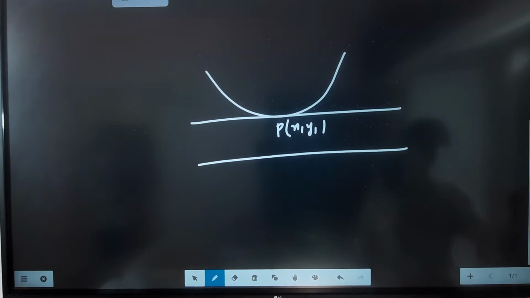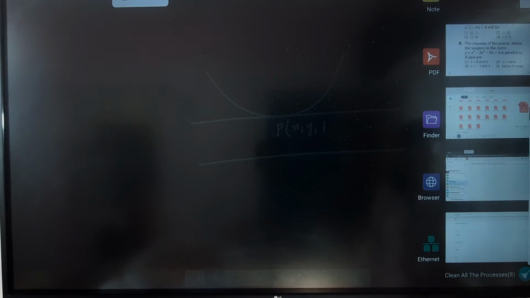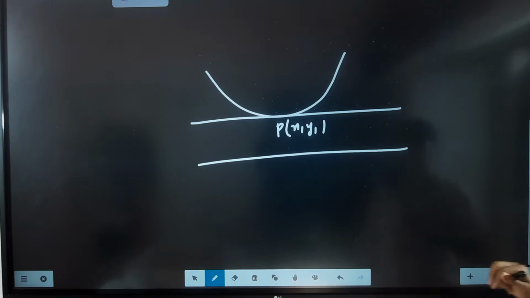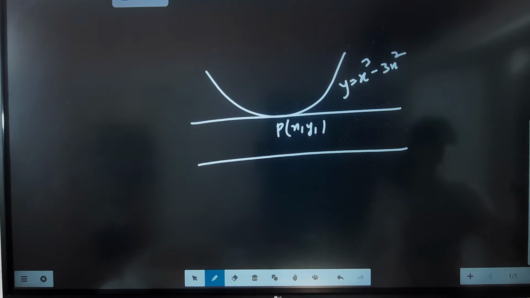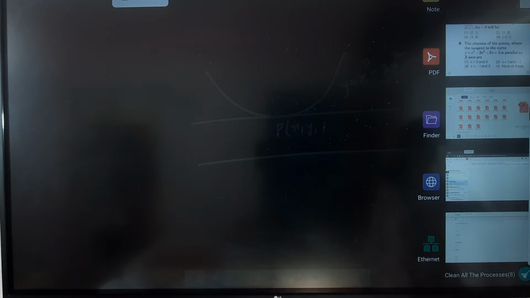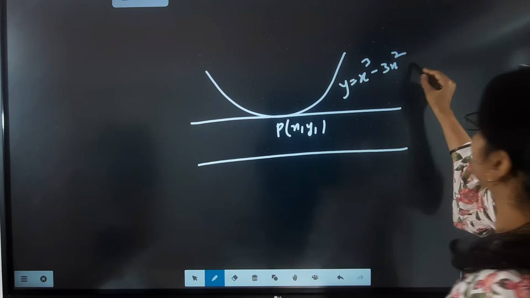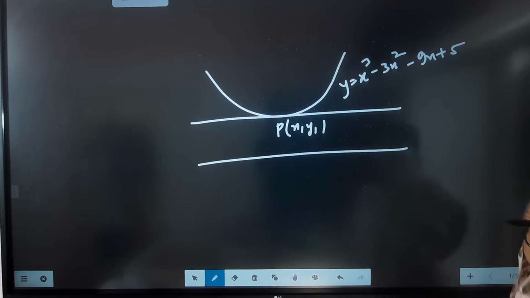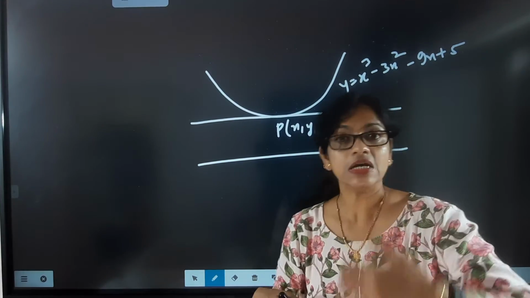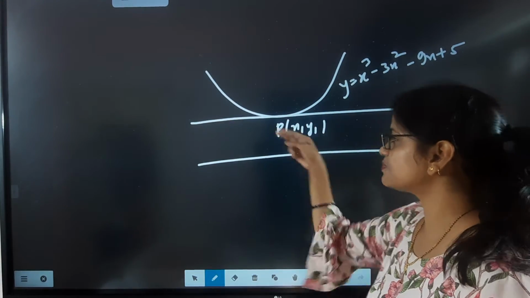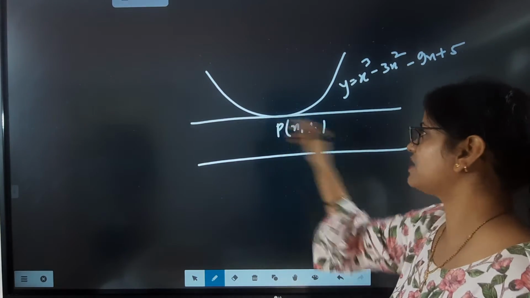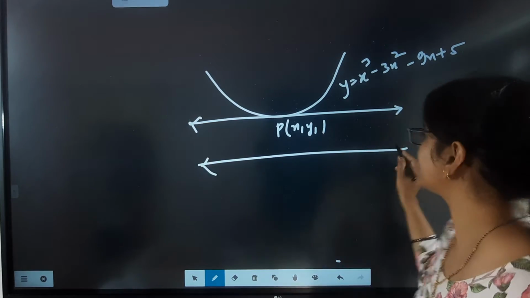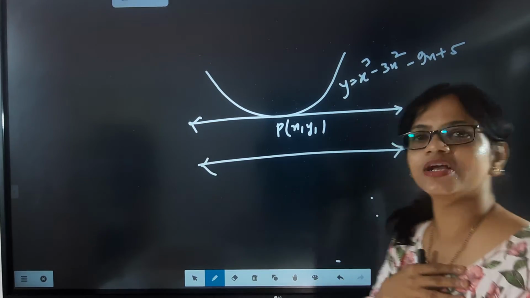The equation of the curve is given: y equals x cube minus 3x square minus 9x plus 5. So the first important information: since the tangent is parallel to the x-axis, its slope will become 0. So since this tangent line is parallel to the x-axis, its slope will become what? Its slope will become 0.